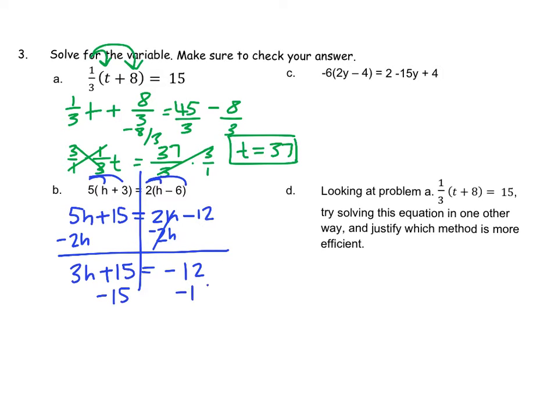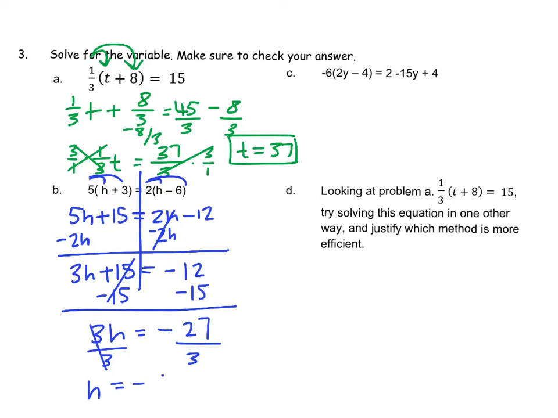Move my 15 this time. 3h, I have two negatives, which will combine to become a negative 27. Divide by 3. Don't lose your negatives. Don't forget about them. H equals negative 9. C, once again, please watch those negatives. This is where you're going to make the most mistakes.